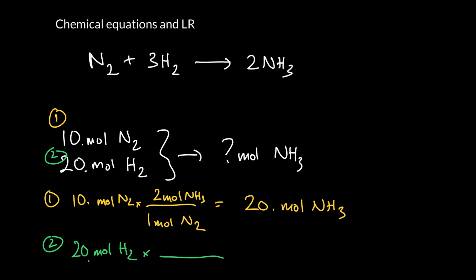But the thing about hydrogen is it's used up in a 3-to-1 ratio. So 3 moles of hydrogen are used to make 1 mole of ammonia. Just look at the coefficients in the equation to get that. That gives us 6 2/3 moles of ammonia. So the question is, how much do we actually make? Well, just like the cheese and bread making sandwiches, we only make the smaller amount.